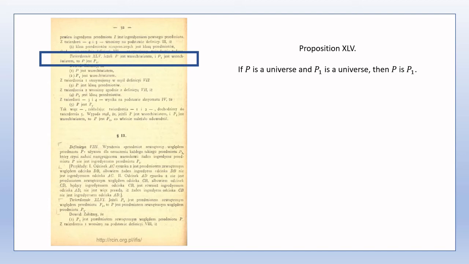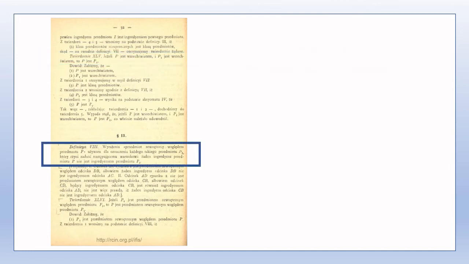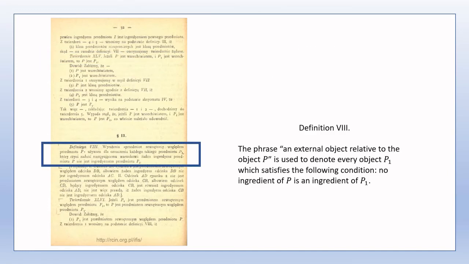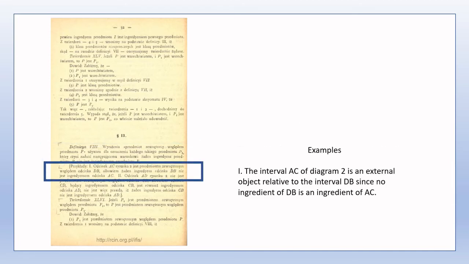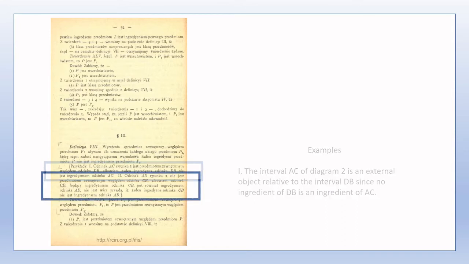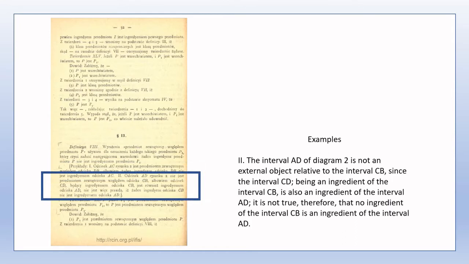Proposition 45 shows that there is a unique universe of objects. Section 13. It seems that there is a correction for Proposition 46. The correction which is suggested by the line labelled 1 in the proof is that the statement of the proposition should read, if P1 is an external object relative to the object P, and so on.